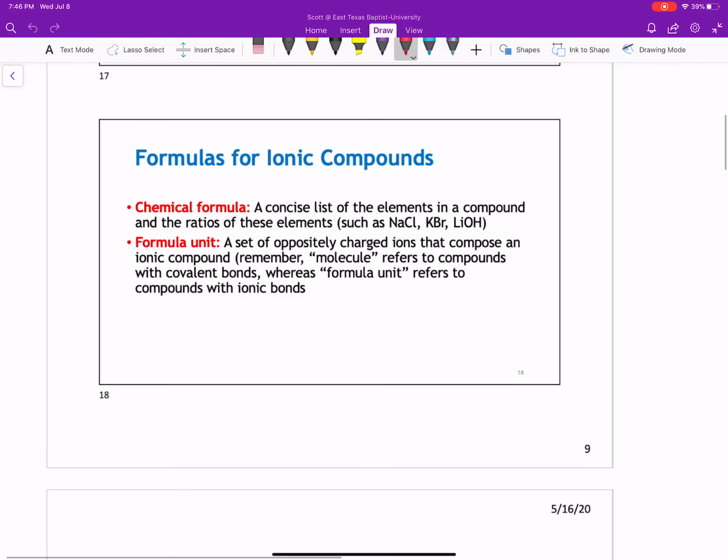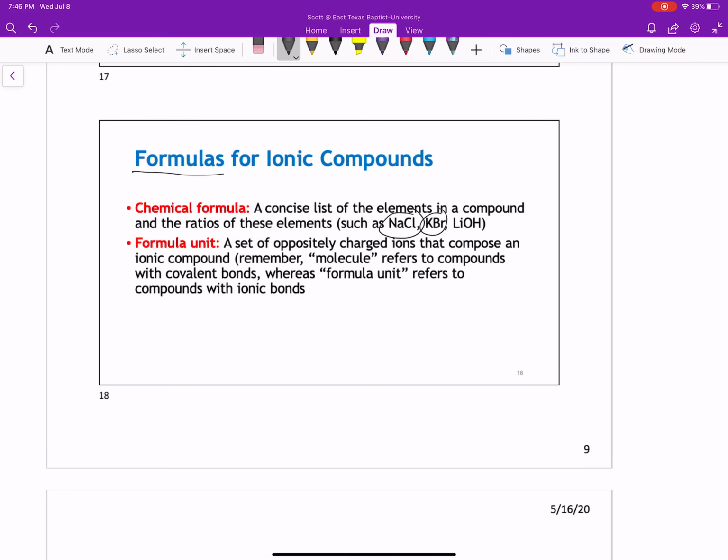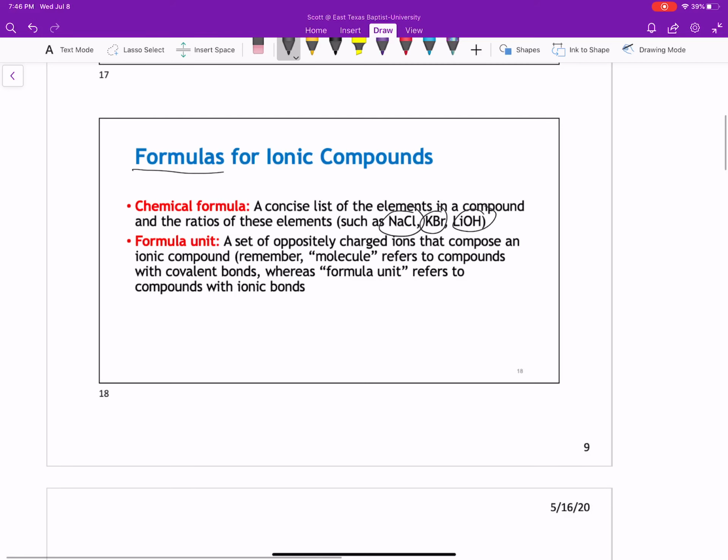So, first we're going to talk about formulas for ionic compounds. A chemical formula is a concise list of the elements in a compound and the ratios of those elements. So NaCl is table salt, KBr is also a type of salt. Lithium hydroxide, LiOH, is also a type of ionic compound. And sometimes you'll hear me use the term salt and ionic compound interchangeably, at least as it pertains to this course. A formula unit is a set of oppositely charged ions that compose an ionic compound.